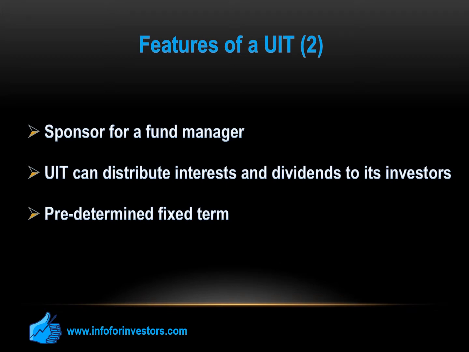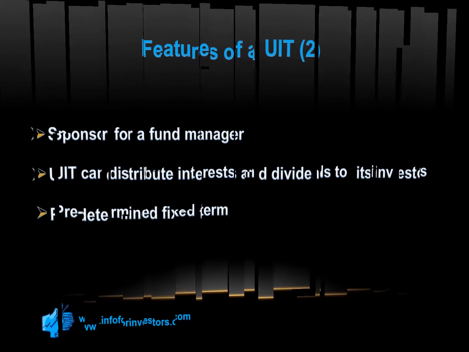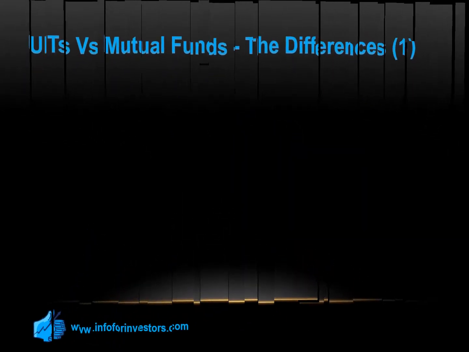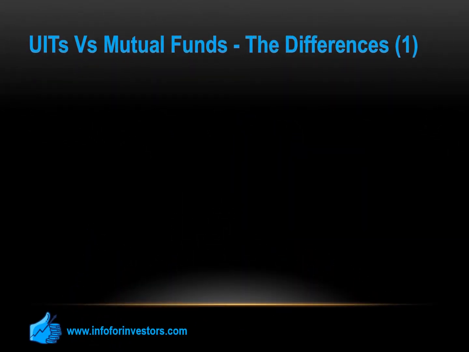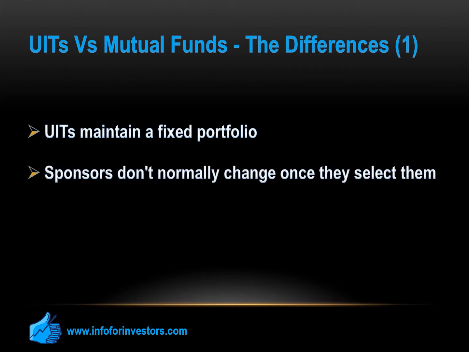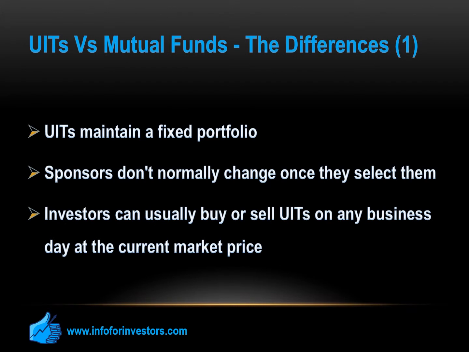Many investors consider UITs as similar to mutual funds, and I can totally understand it, even though it isn't 100% correct. From many angles, UITs and mutual funds do look very similar, but when you look closely, there are many distinct differences. Yes, they both have professionally selected securities in their portfolios. However, UITs maintain a fixed portfolio, not like a mutual fund. The sponsors don't normally change any of the stocks and bonds once they select them. Since these securities remain the same throughout the term, investors can see what they really own.